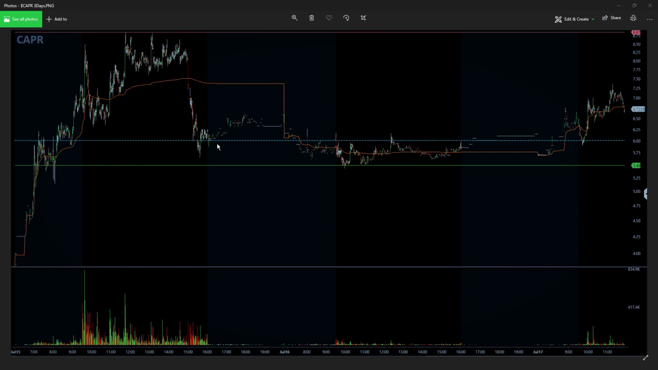I have an example chart right here, CAPR. The stock closed right here. The next day, if the stock gaps up really, really huge, opens up like it did right here, and then falls 10% or more below the previous day's close, which would be around down here, that's the area where they will activate SSR, short sale restriction, to where the short sellers cannot short on the bid. They can only short on the ask, and they can only short into strength, upticks.